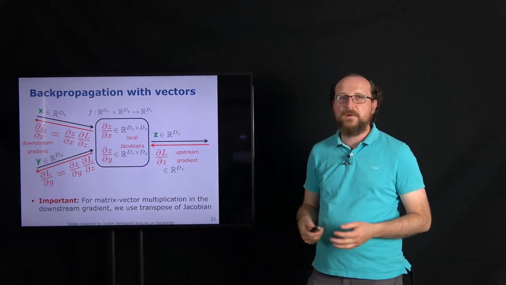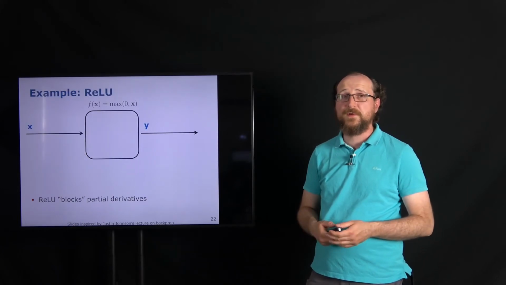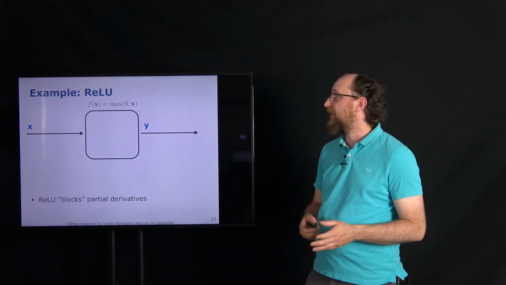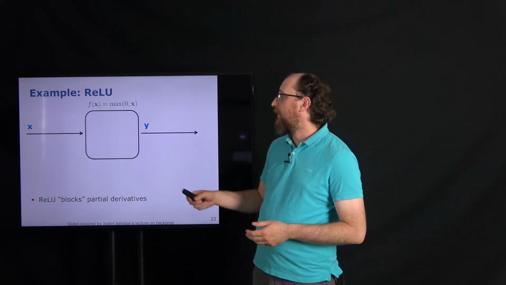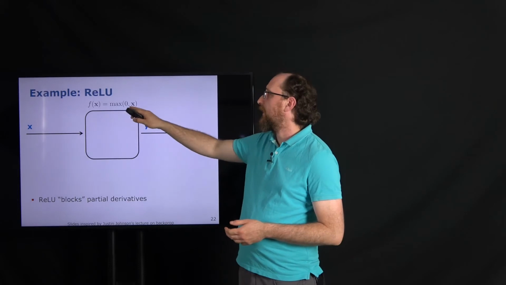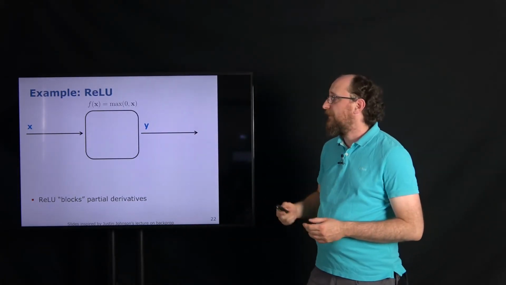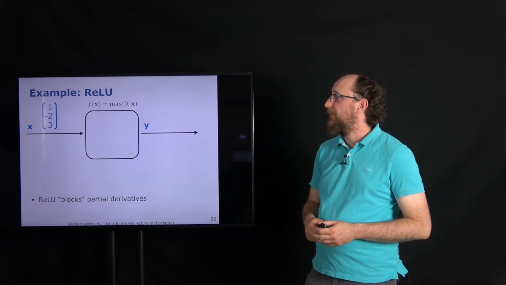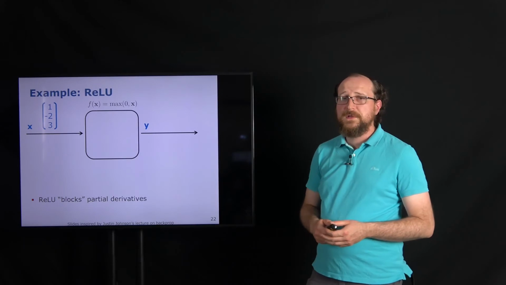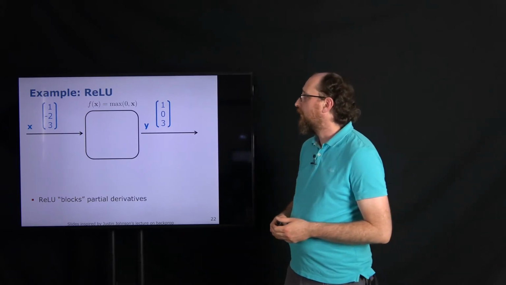Coming now to a short example of how this looks for a real compute node. In this case, it's the ReLU activation, as you might remember. The ReLU activation just takes the element-wise maximum of 0 and x. When we have in this example as input 1, -2, and 3, then the element-wise maximum will return 1, 0, and 3.